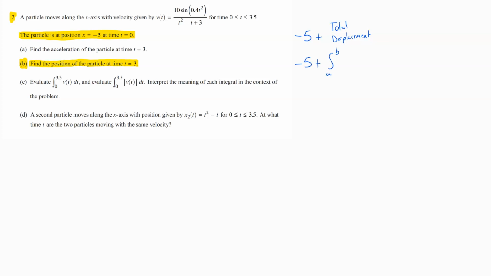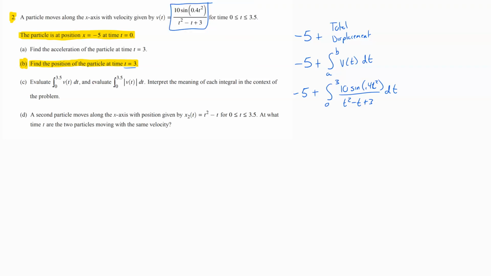You would take the integral from a to b of whatever your velocity equation is, dt. So on this problem, the setup that we would be looking at would be -5 plus, with our lower bound, we're looking for what happens in the first 3 seconds, so from 0 to 3, and then the velocity equation was given to us at the start here. So 10 sine of 0.4 t squared all over t squared minus t plus 3 dt. Now what we need to do is just go find the value of that definite integral.